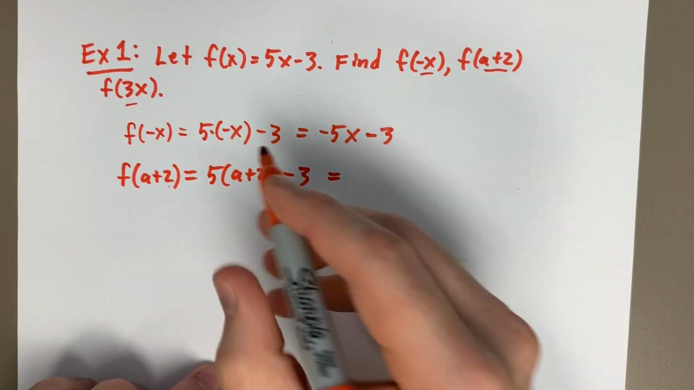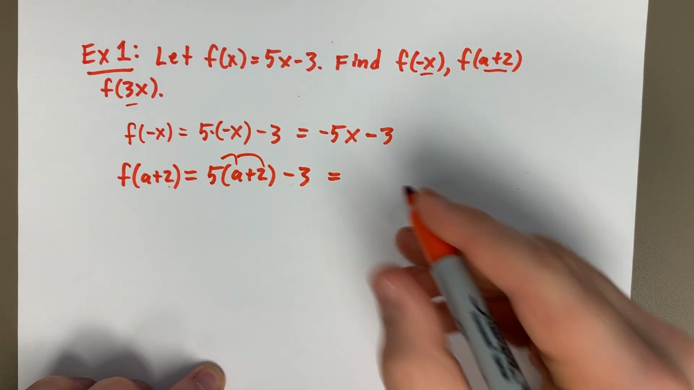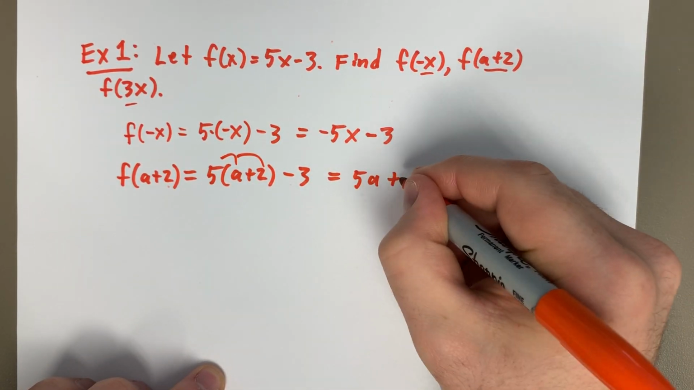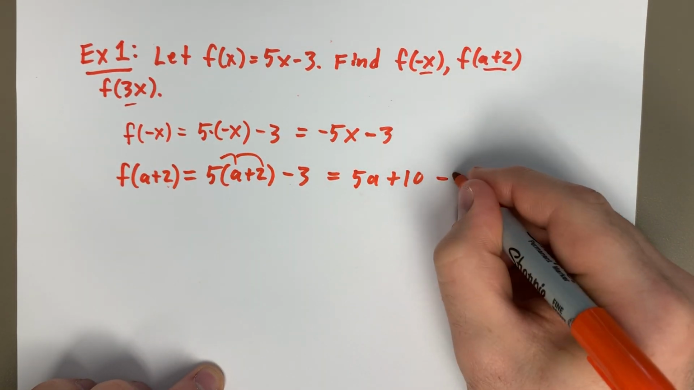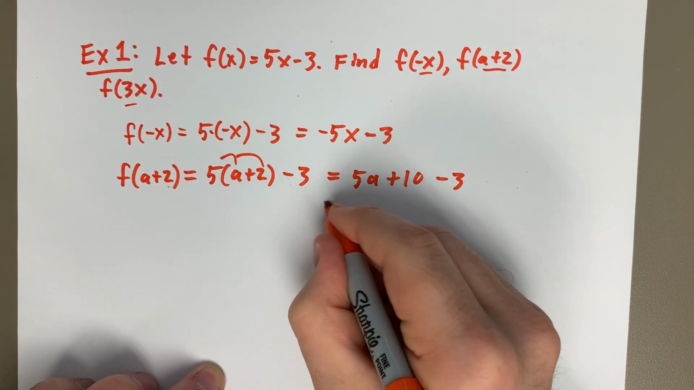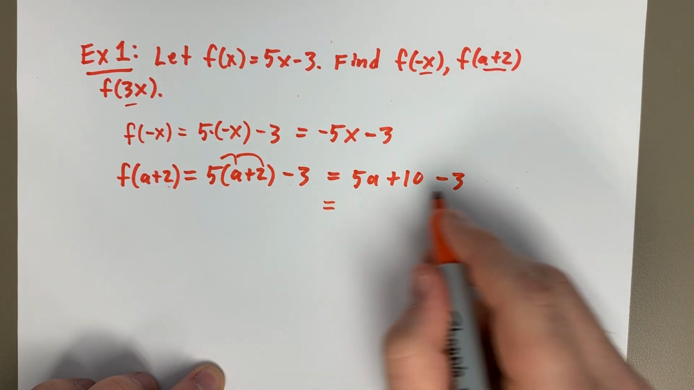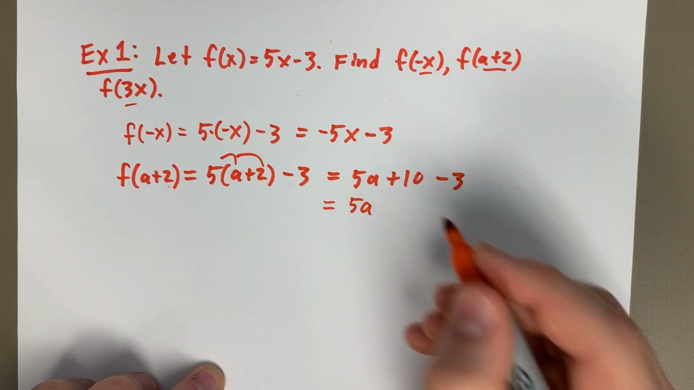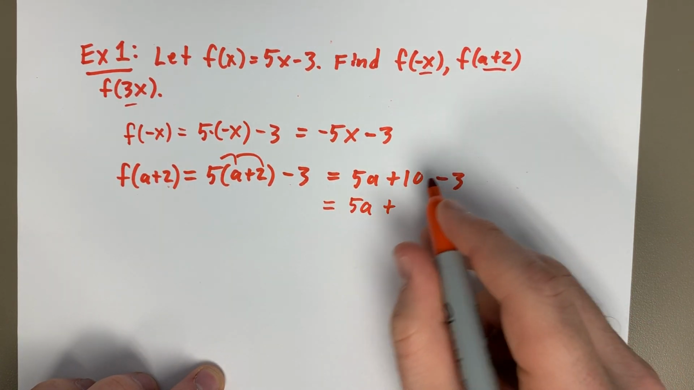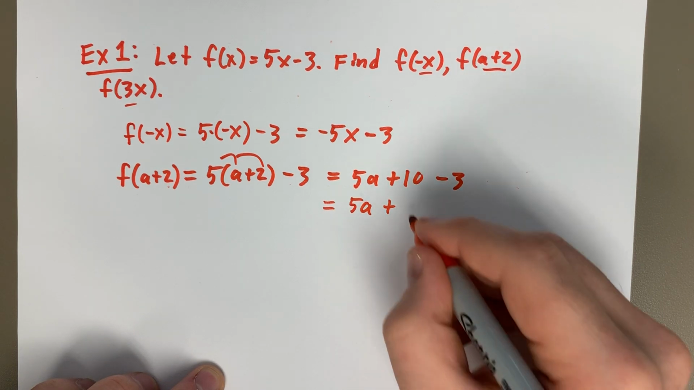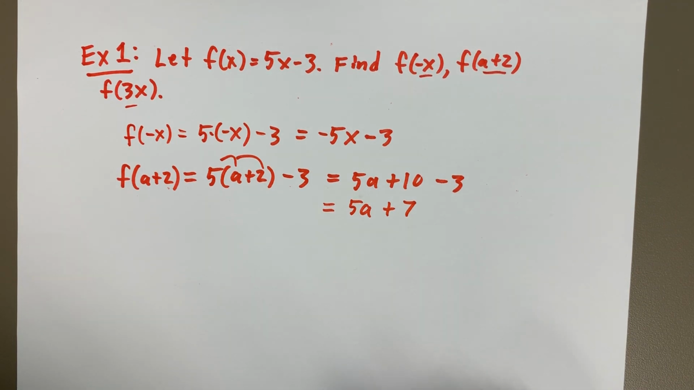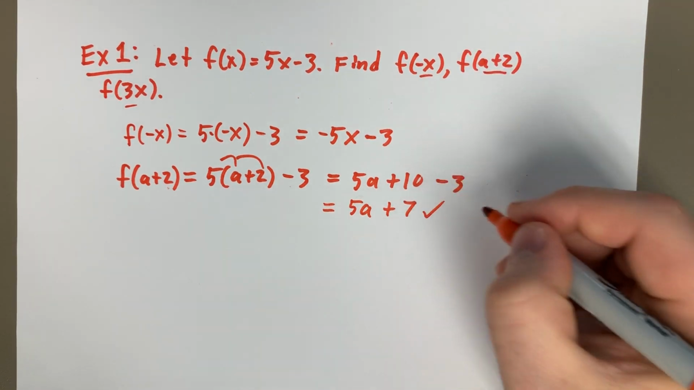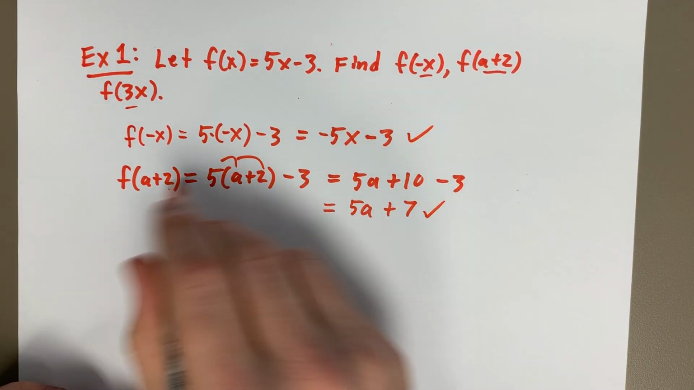Now simplify. This is going to require a little bit of distribution. So this gives me 5a plus 10 by taking this 5 and foiling. And then this minus 3 gets carried along for the ride. Combine like terms. There's no other a terms except for this 5a, so we just get to copy paste that. Then we have plus 7, because I can add minus 3 and 10 together. So that gives me plus 7. So when I plug in a plus 2, I get 5a plus 7. All right, and with that, we are done with that part of the example.